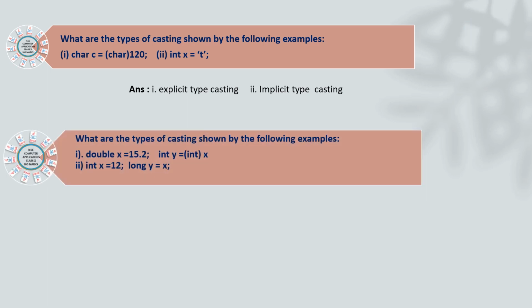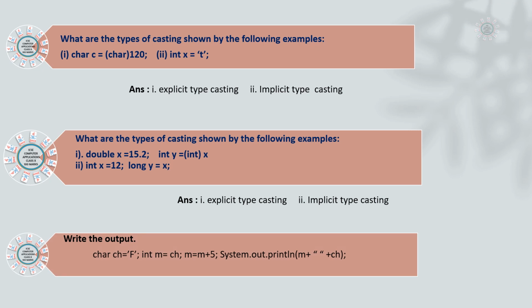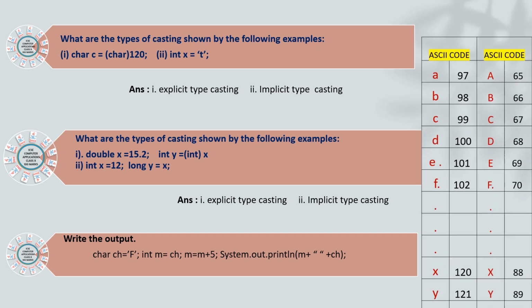And now here double x is equal to 15.2, int y is equal to (int) x. Again explicit typecast, brackets are there. And int x is equal to 12, long y: int and long, long is the bigger data type, so implicit typecasting. And in this type of questions we have to learn the ASCII codes also. As we have already told in the beginning of the video, ASCII codes: small a to z is 97 to 122, and capital A to Z is 65 to 90. So here we have to learn the starting and ending, then you can write. If you have a doubt, write and see what the particular ASCII code value is.